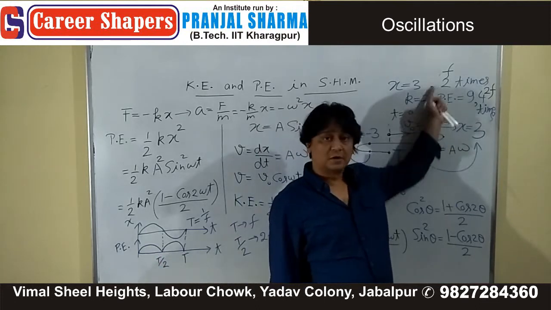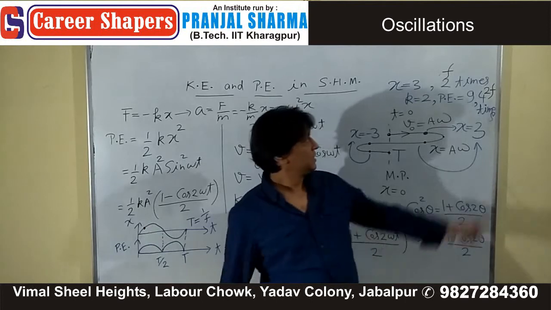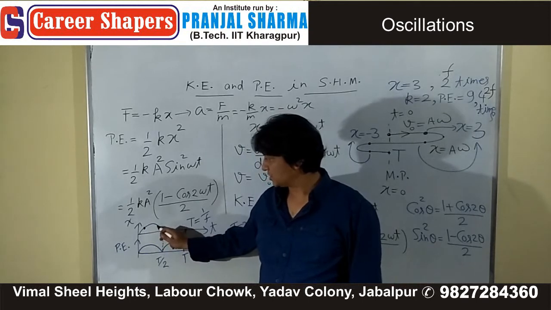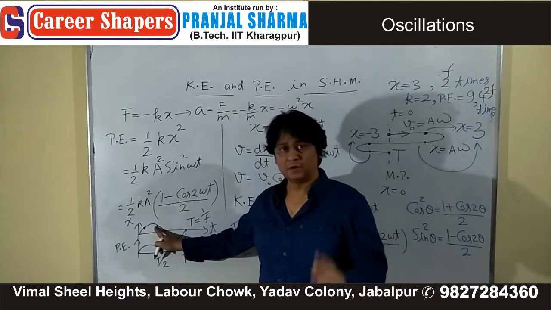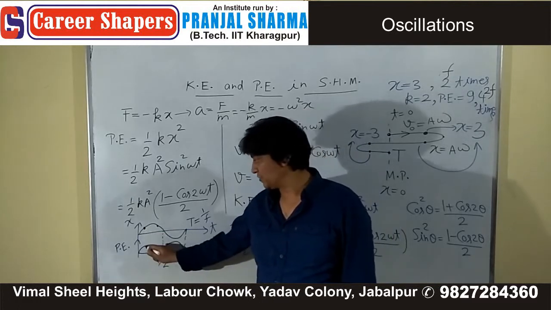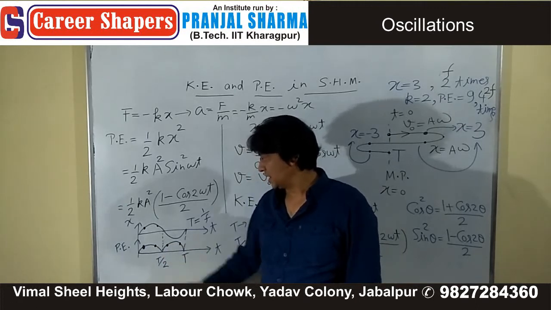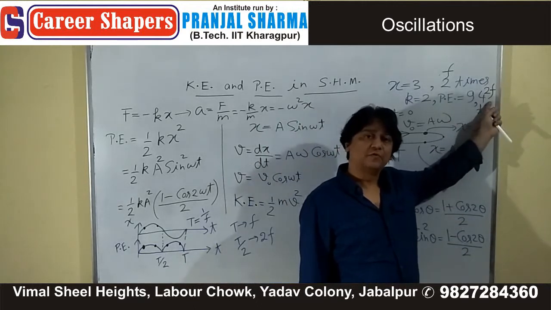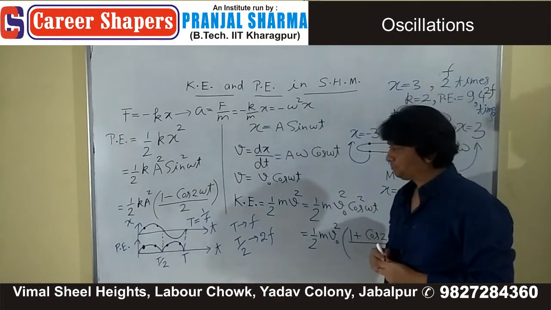This argument is also present here. If you say that this place is x equals 3, this is x equals 3, this is also x equals 3, so x equals 3 repeats itself twice during one oscillation. But the corresponding potential energy, which is 9, 9, 9, 9, is repeating itself 4 times, and therefore your frequency becomes 2f. Remember this important statement.